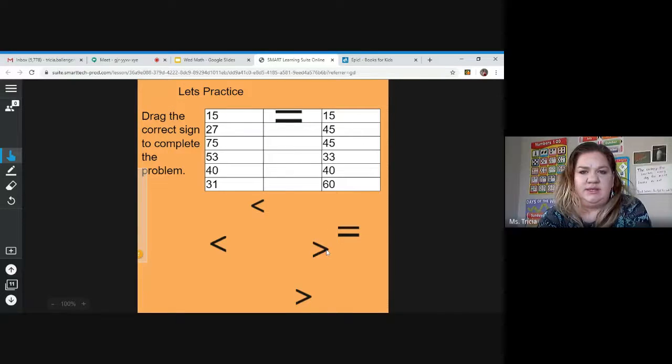We know that 27 is smaller than 45, so that means the alligator mouth is going to eat the 45. And 75 is greater than 45, so the alligator mouth is going to eat the 70. And 50 is greater than 33. 40 is equal to 40. And 31 is less than 60.